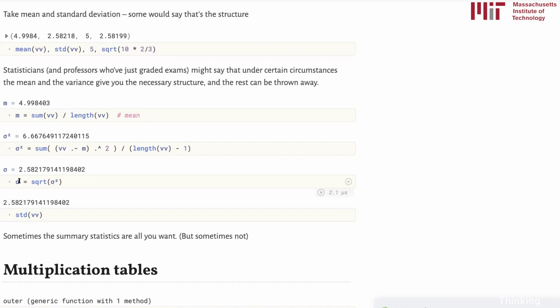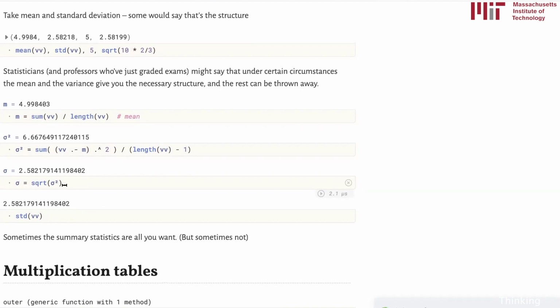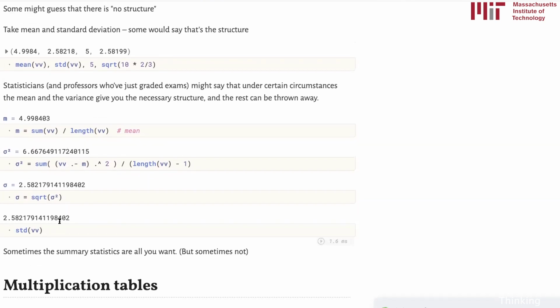Here, the standard deviation by definition is the square root of the variance, and so just to show you that we got the same number here that was built in with Julia. But what I want to do now is move into another kind of compression, a kind of image compression, but I'm going to do it with numerical examples.